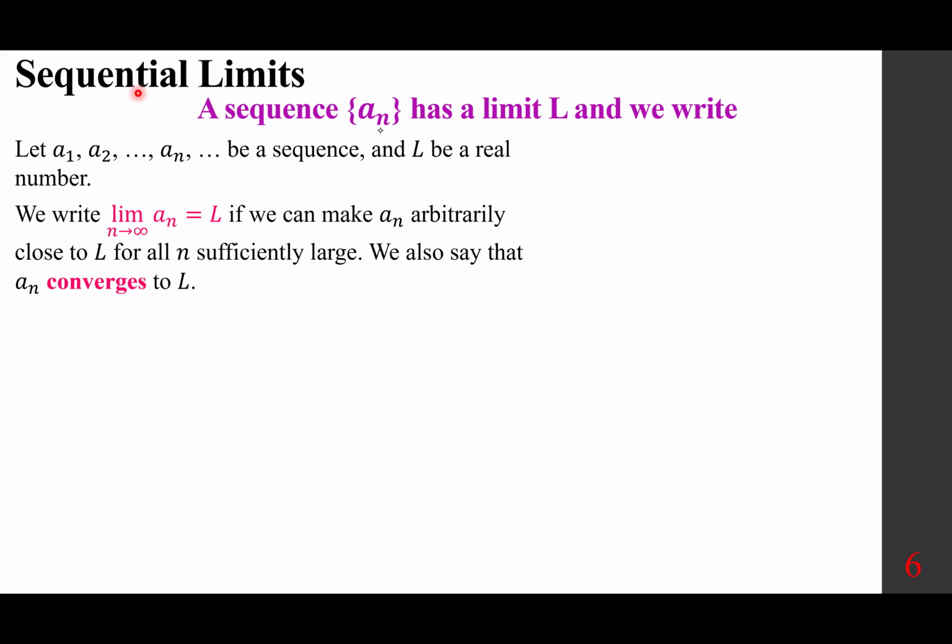Sequential limits. A sequence A sub n has a limit L, and we write, let A sub 1, A sub 2, A sub all the way n be a sequence and L be a real number. We write the limit of A sub n as n approaches infinity is L if we can make A sub n arbitrarily close to L for all n sufficiently large. We also say that A sub n converges to L. This is the definition.